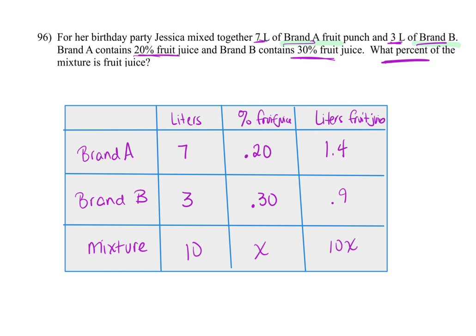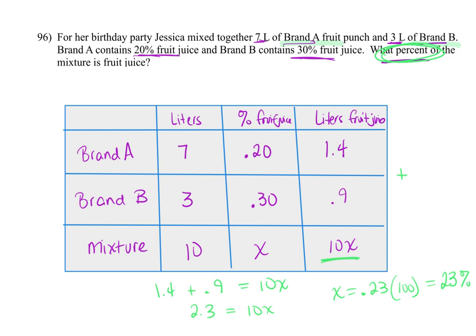And then I'm going to add down. These two add up to equal this one. So 1.4 plus 0.9 equals 10x. All right? This is 2.3 equals 10x. So x equals 0.23. I am looking for a percentage. So to find the percentage, remember you multiply that decimal by 100. That's 23% fruit juice is what that's going to be.